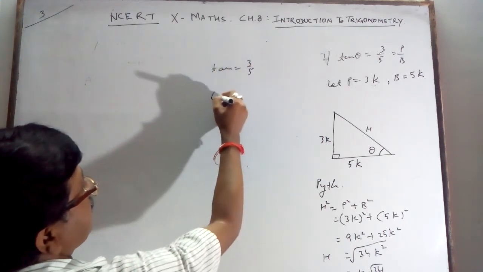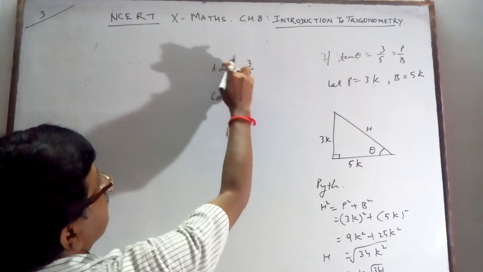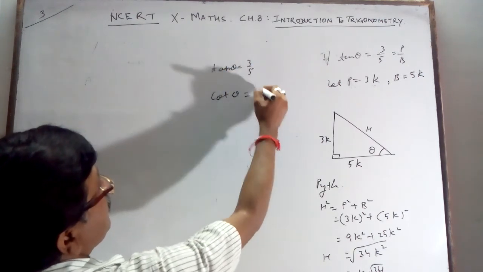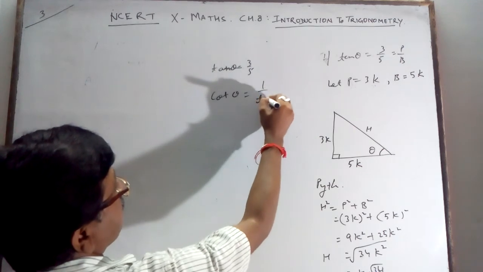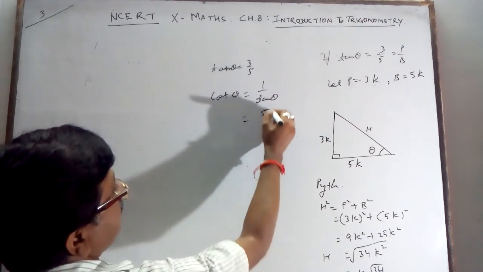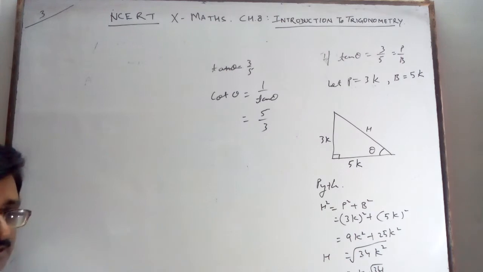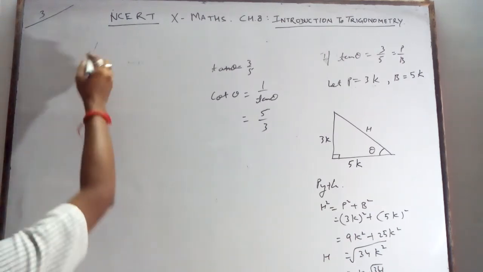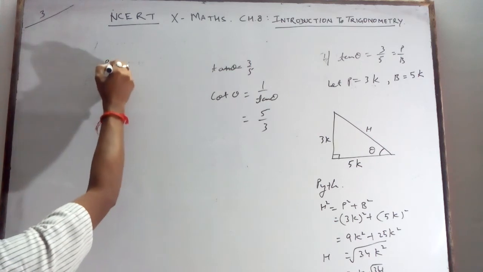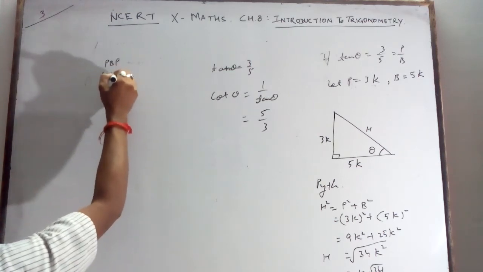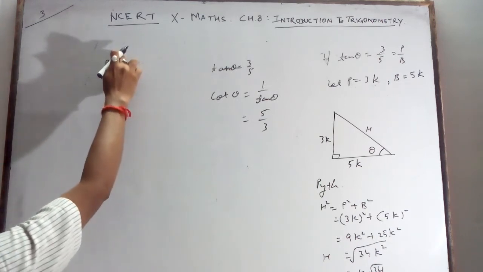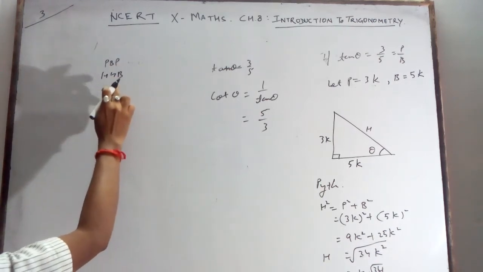So cot theta you can get directly. Tan theta is equal to this, then cot theta is equal to 1 upon tan theta. So what will you get? 5 by 3, the reciprocal, very simply. But what about sine, cos and sec, cosec? They will be calculated again by Pandit Badri Prasad Harar Bole, so you will get sine, cos, tan, cosec, sec, cot.